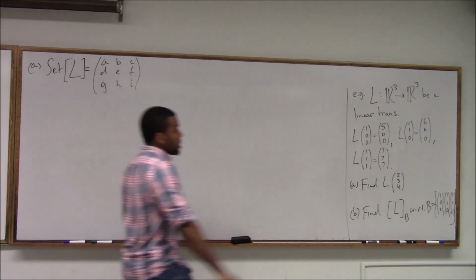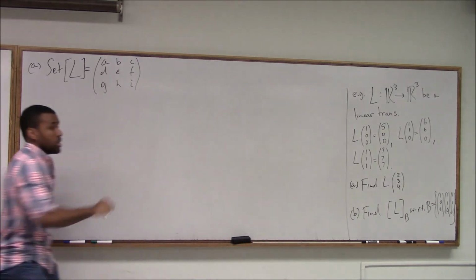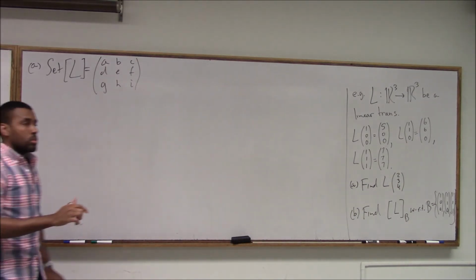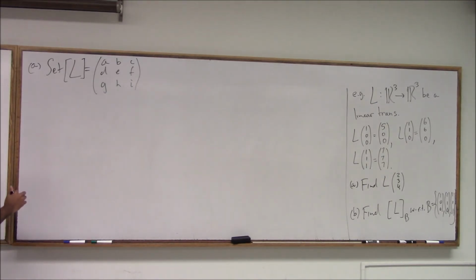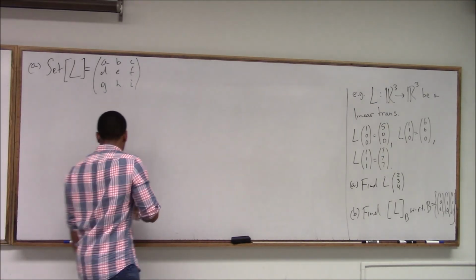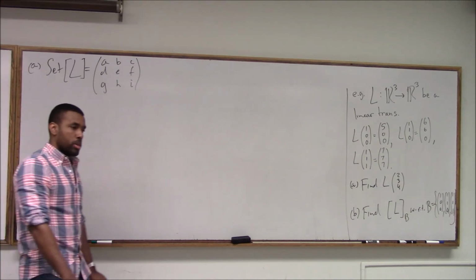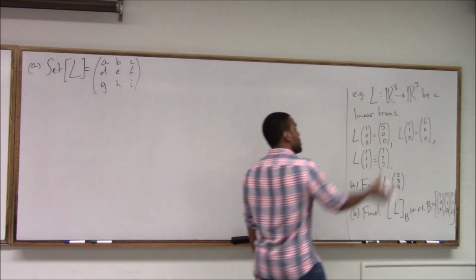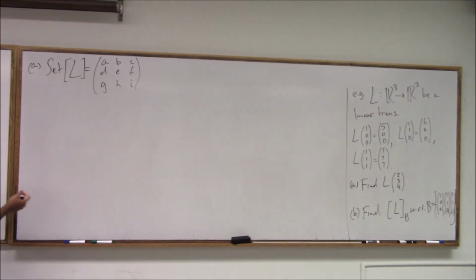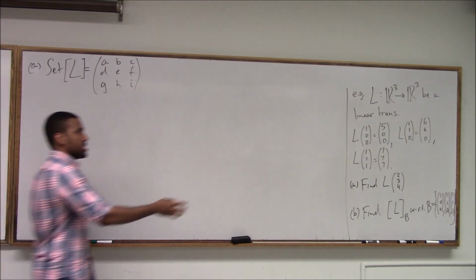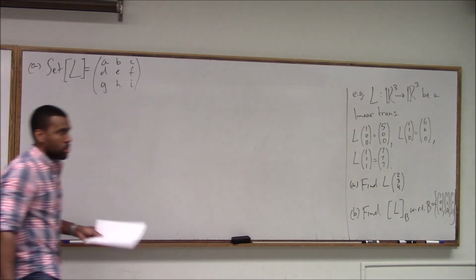If the domain was R2 and the output was R3, what kind of matrix would it be? No. 3 by 2. 3 by 2. Remember, the number of columns tells you the input dimension, the number of rows tells you the output dimension, so that's important. Either way you thought about it here, you would get a 3 by 3, but in the event that these dimensions are different, you have to know what size matrix would represent this.